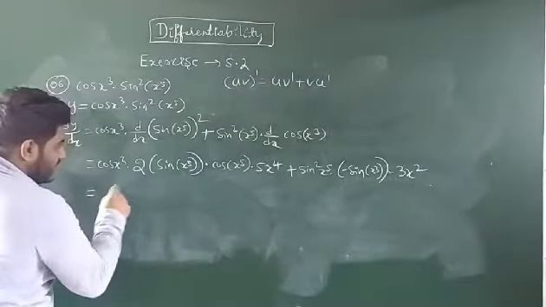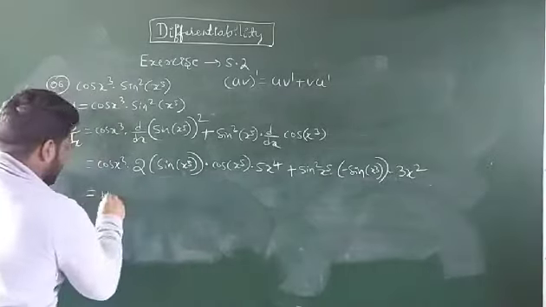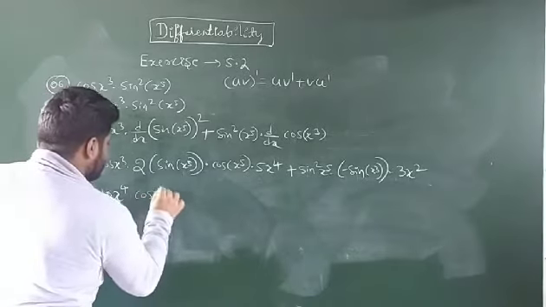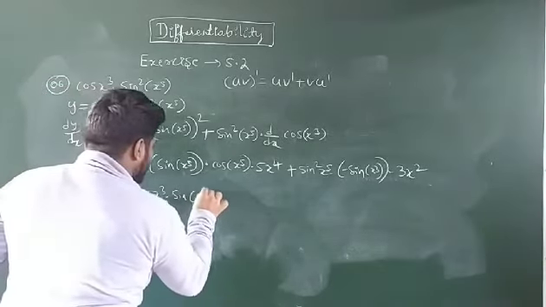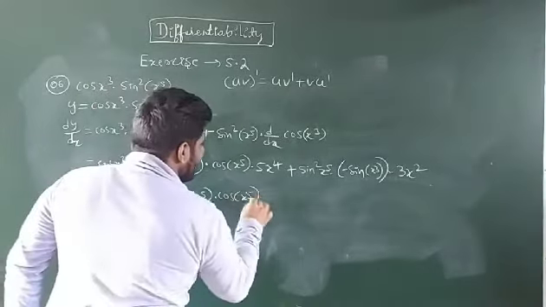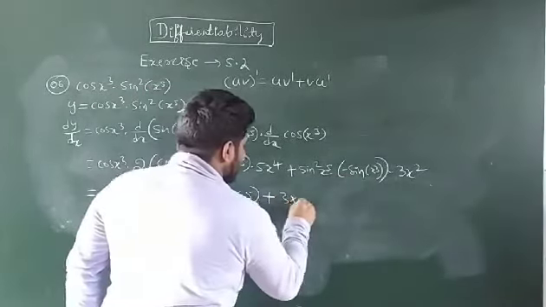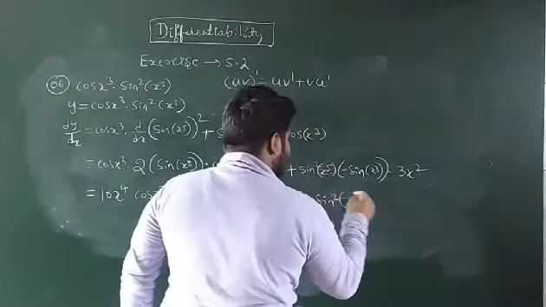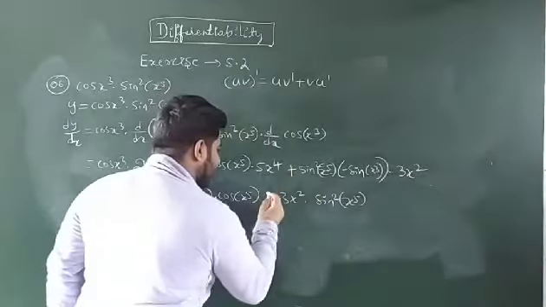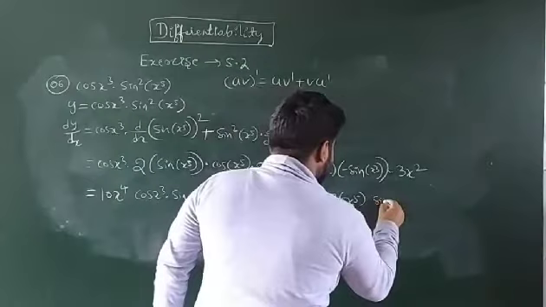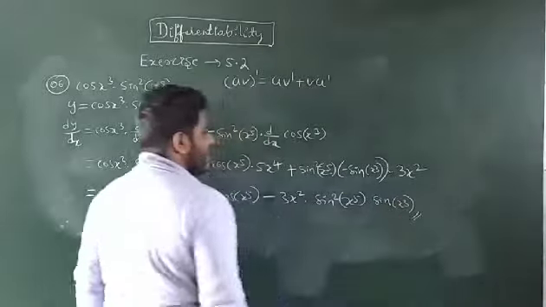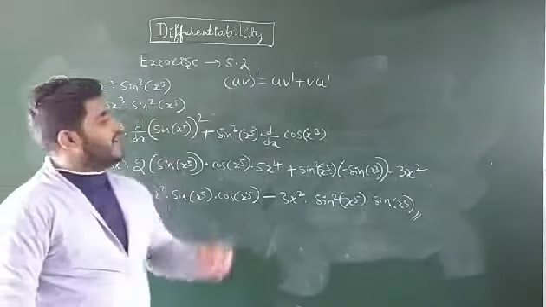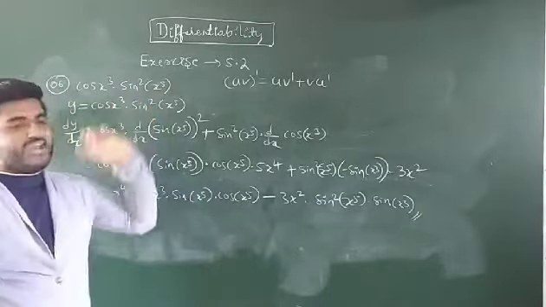So simplifying the terms, what are we getting? 5 into 2, 10, x raised to 4. Next, cos x cube into sin x raised to 5 into cos x raised to 5, plus 3x square is there. You write 3x square into sin square x raised to 5, minus is there. You write minus, plus minus here. So sin square x raised to 5 into sin x cube. So this is the answer for this question, nothing but dy by dx, derivative of the function cos x cube into sin square x raised to 5.